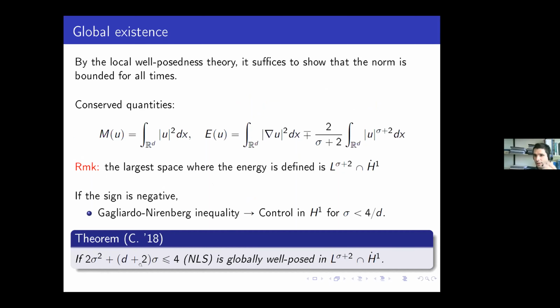And then there are a number of arguments, because when you're above 4 over d, the equation becomes supercritical in L2. And because of the scaling, you can also consider the scaling connected to this space. Just the scaling argument shows you that it will not be easy. For example, you cannot prove global existence for small data in this sort of spaces. You cannot prove scattering.